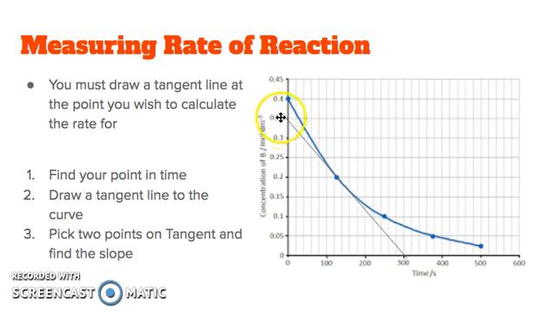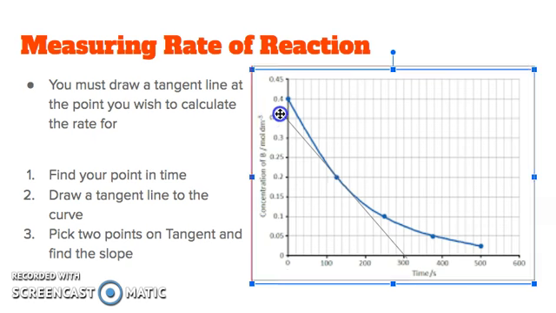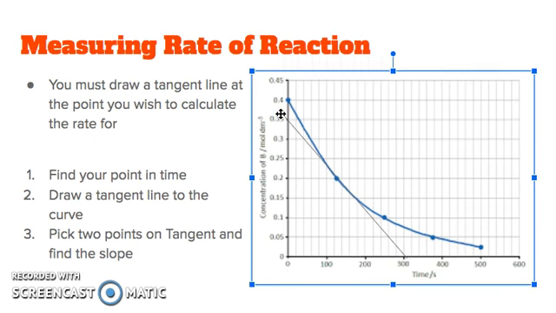So when measuring the rate of reaction, there are 3 things you must remember. The first of them is you must always calculate for a specific point. So in my case, that was 100. You must draw a tangent line to the curve, which is the straight line that has equal distance and passes through the point. And you must pick 2 points on the tangent and find the slope.